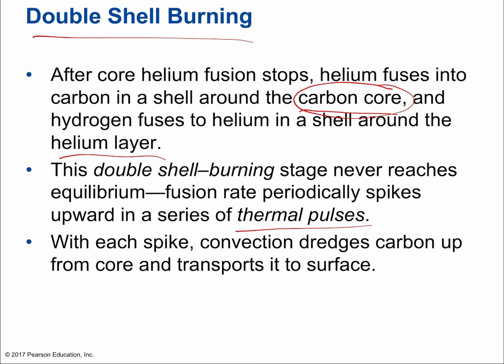And the star at this point will expand even more. And this is where it reaches full red giant status. This is where our particular sun will become so large that it will engulf Earth's orbit, but we have 5 billion years until that happens, by the way, so plenty of time. So this is really the star in its final stages. With each spike, the convection dredges carbon up from the core and transports it to the surface. And by the way, the surface is so big and the star is so luminous at this point that the star starts losing a significant amount of mass.